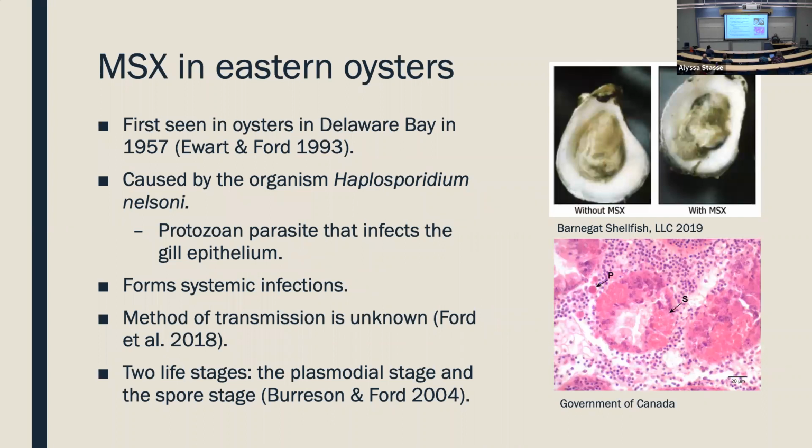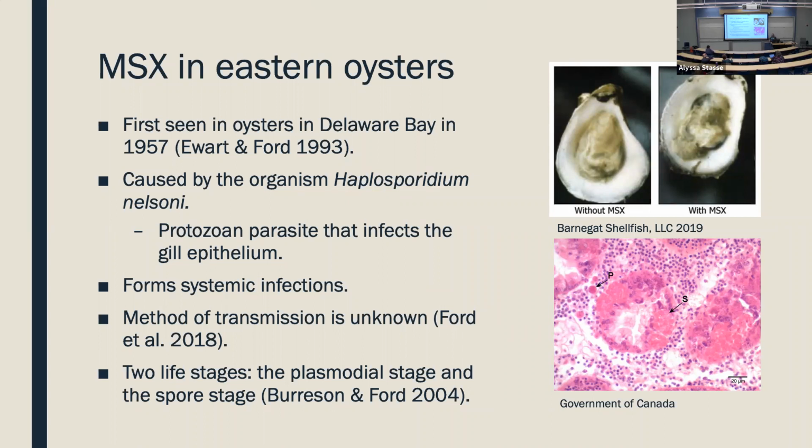So another thing that we are looking at in this study is diseases in oysters. And the first disease that I am looking at is MSX. It was first seen in oysters in Delaware Bay in 1957. And they found that the causative agent of this was Haplosporidium nelsoni. It is a protozoan parasite. It infects the gill epithelium, and the gill epithelium is super important with filtration. So if you don't have that intact gill epithelium, the filtration cannot happen as well as it needs to.